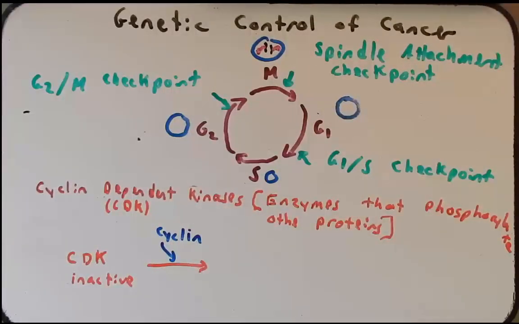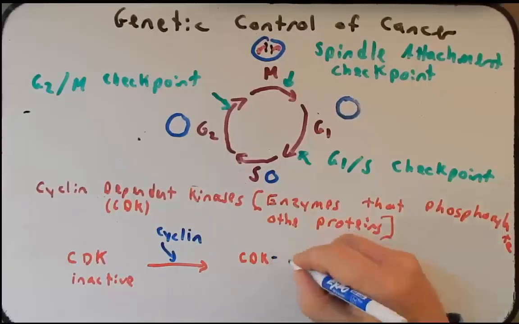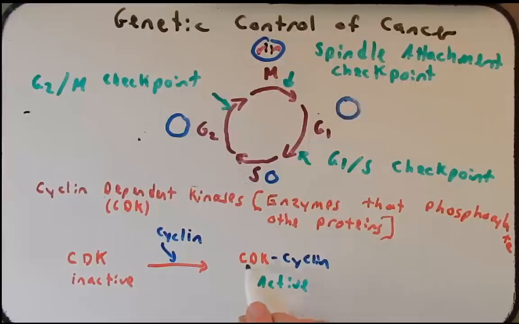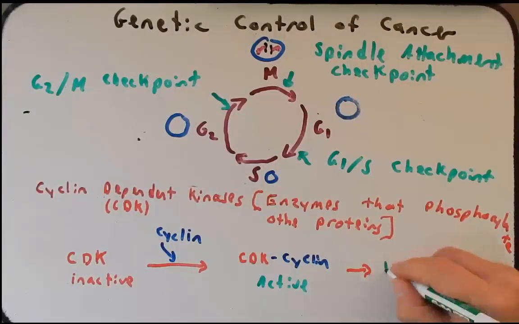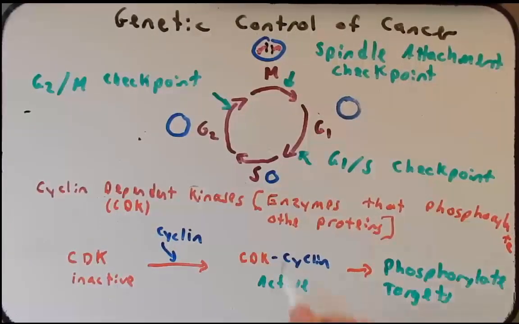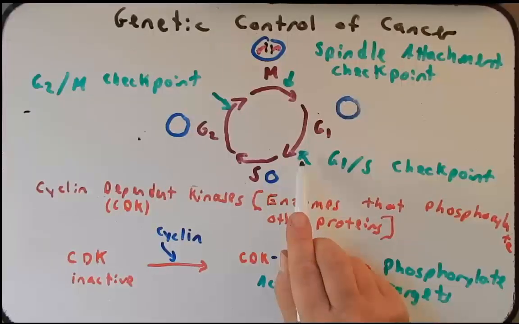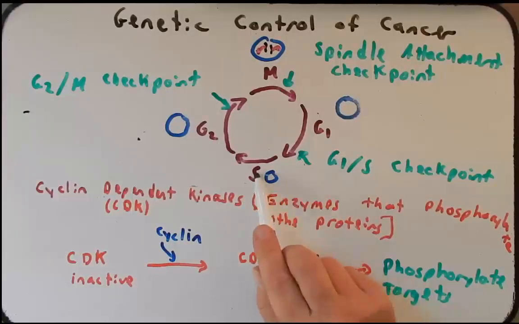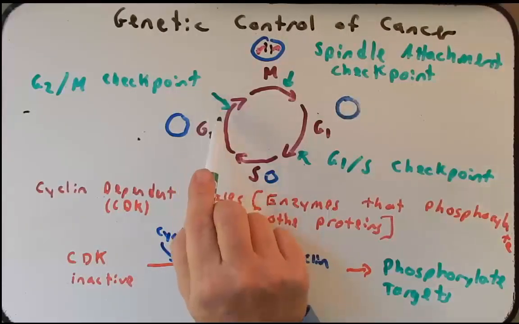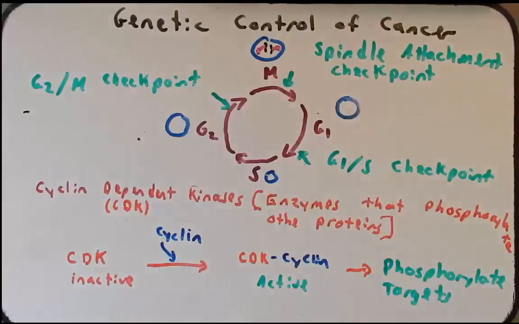And cyclin is a protein that binds to CDK. So you'll have your CDK protein here, and it will bind cyclin. And now the CDK here is active. Cyclin-dependent kinase, meaning that it's a kinase that is dependent upon cyclin. Once active here, the CDK-cyclin will phosphorylate specific targets. Once active here, it phosphorylates targets that allow it to progress into S phase. And same thing here. The CDK-cyclin will phosphorylate specific targets to allow it to move into the M phase.